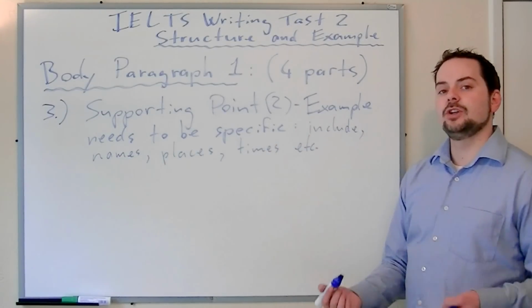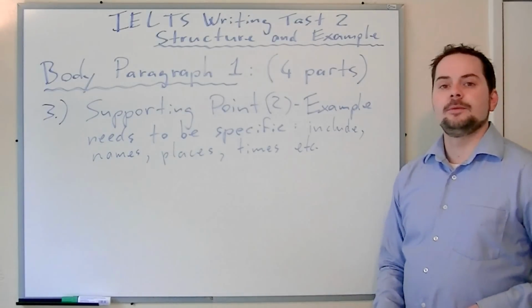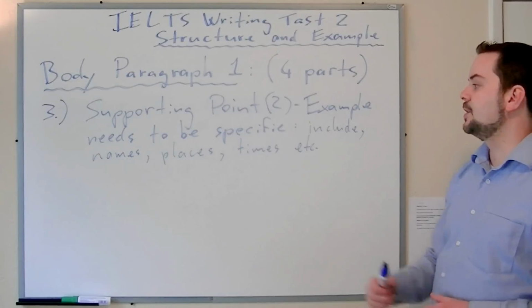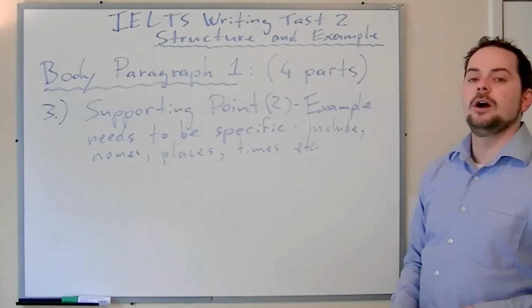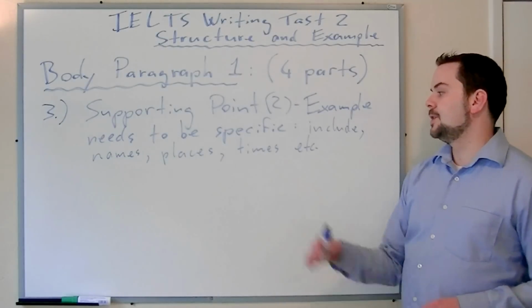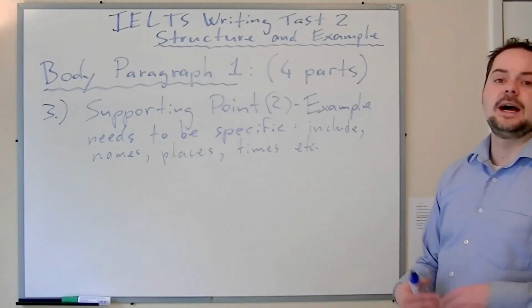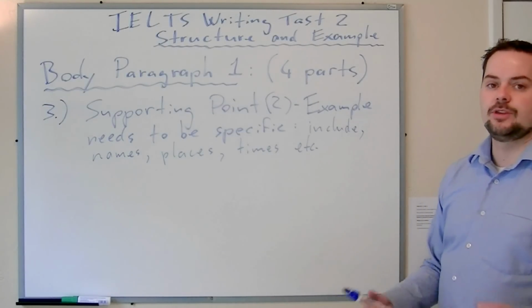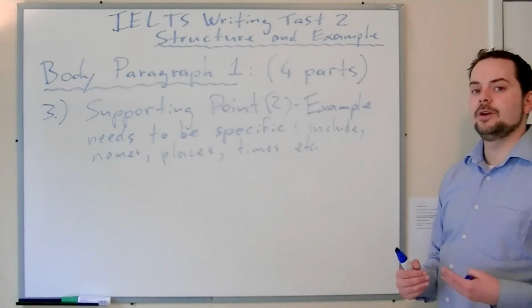So instead of saying children, say something like my cousin Mike, for example. When you're talking about places, talk about exact places. So the elementary school in my hometown, New York. When you're talking about times, again, try to be very specific. So last year, January 3rd, and so on. The more specific your example, the better it is.